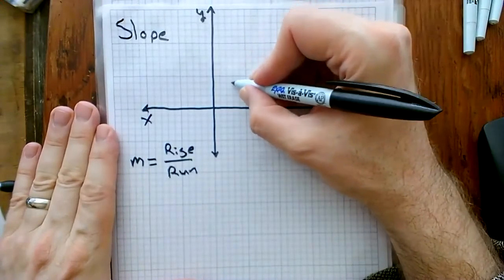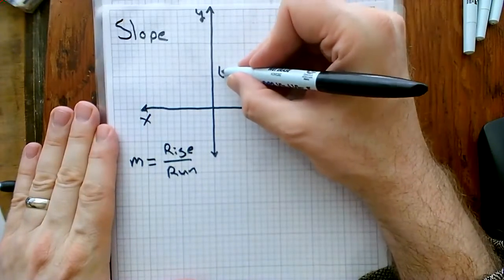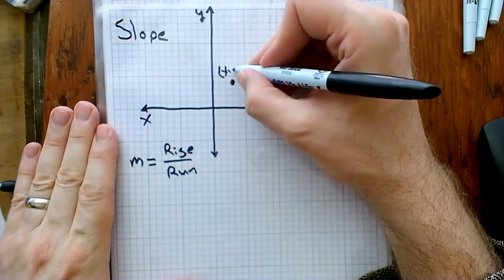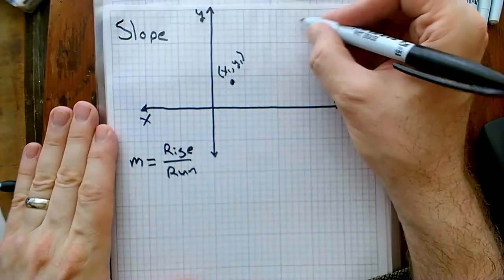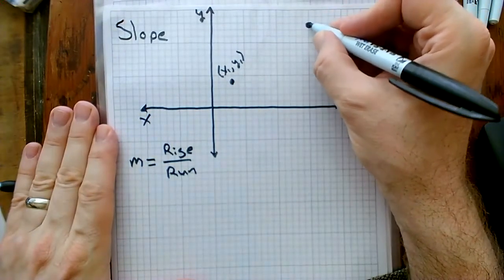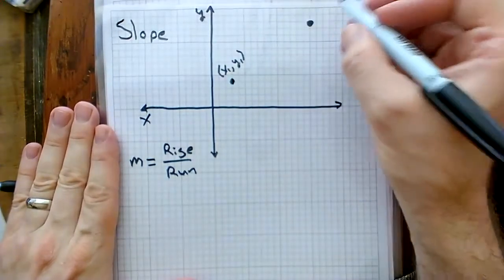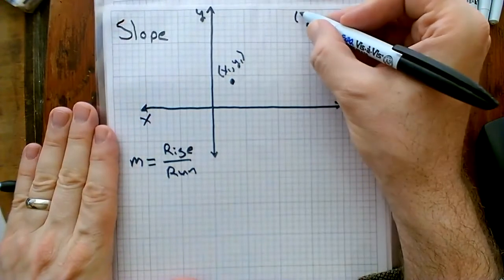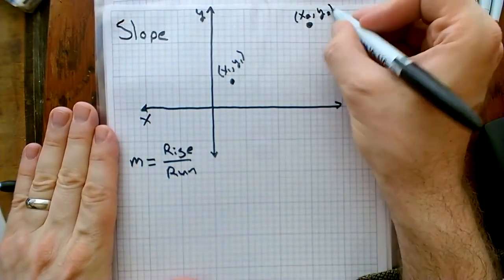Now, I'm going to just take a couple of points. I'm going to take one ordered pair, and this is my first point, so I'm going to call this point x1 and y1. I'll take another point up here. Don't attach anything to the grid lines here. Just think of this as any generic point. So I've got x2 and y2.